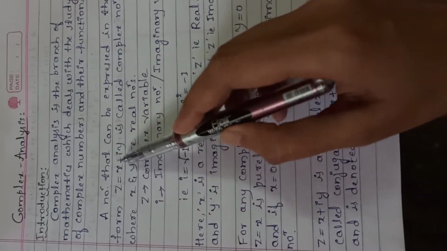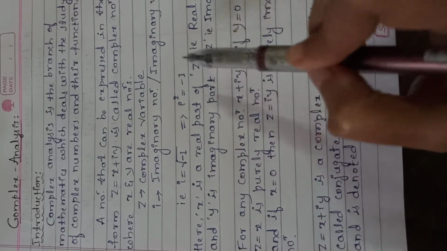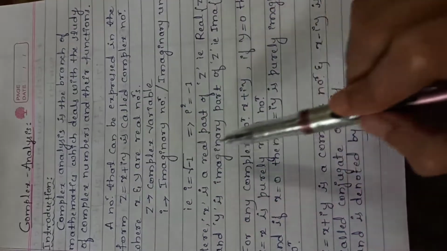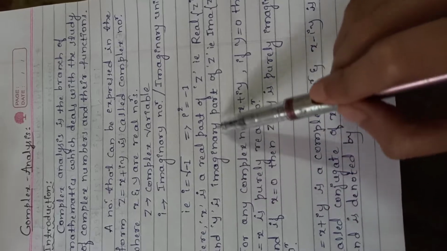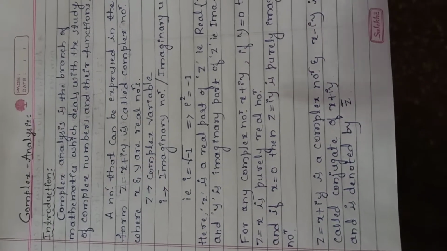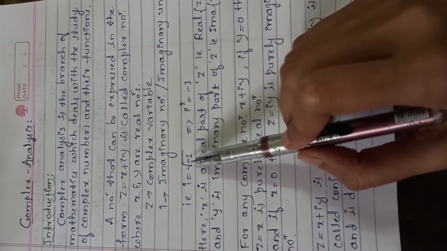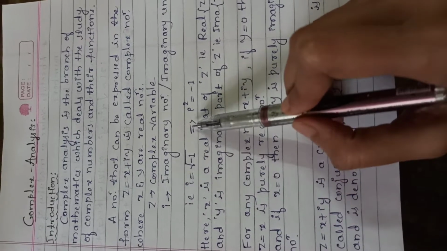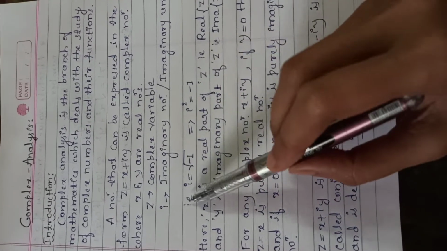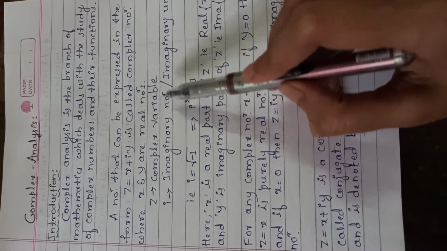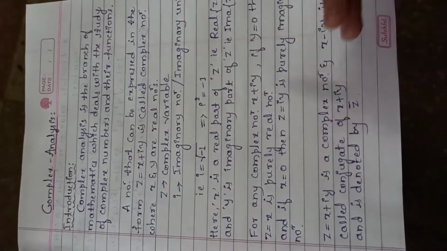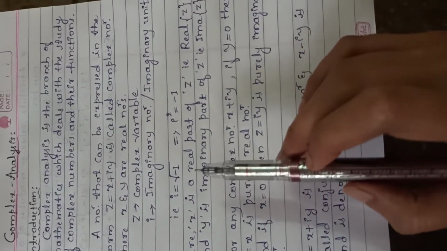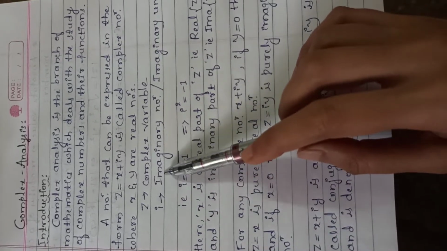Here the first part is called the real part of z, which is denoted by real of z, and the second part is denoted by imaginary of z, which is called the imaginary part of z. Here the value of i is taken as square root of -1. By squaring both sides, we get i square value as -1. Why i is called the imaginary number or imaginary unit: because there is no real number having a negative square. Therefore, it is called the imaginary number.